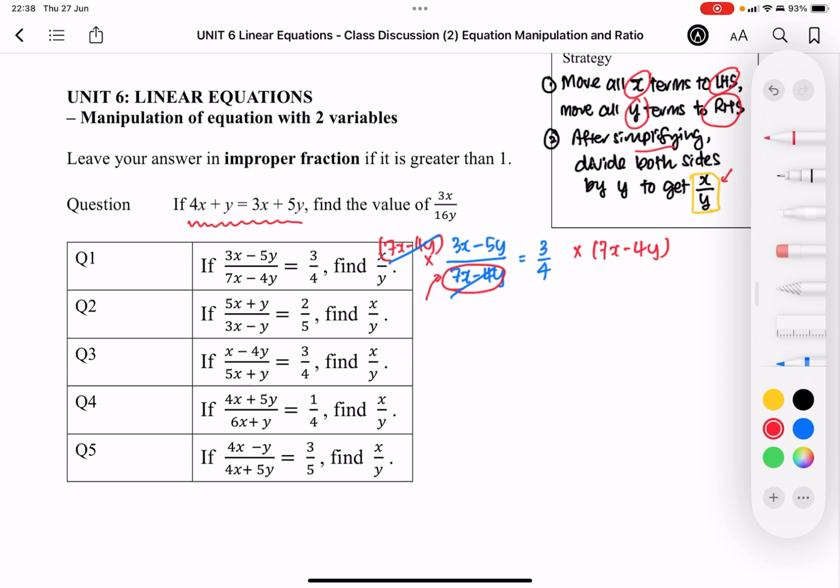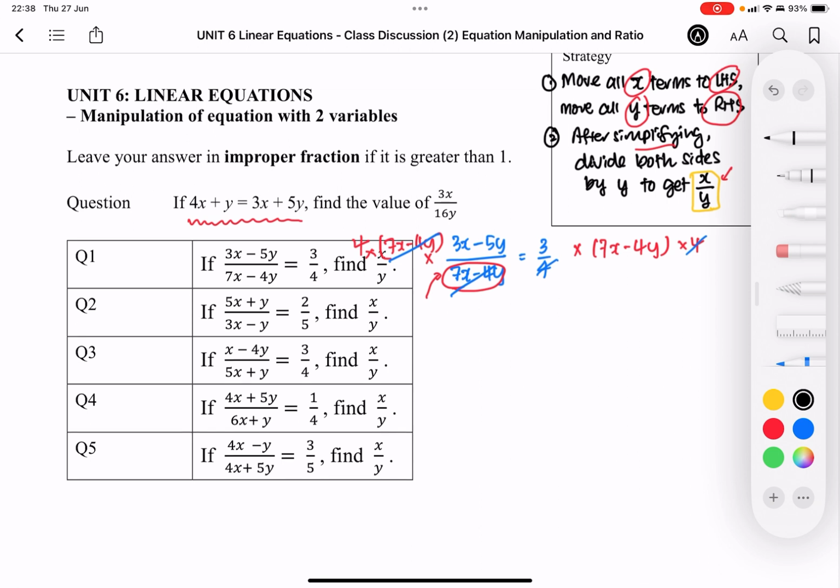Similarly, to remove the 4 on the right-hand side, which is the denominator, we multiply by 4 on both sides. So when we multiply by 4 on both sides, this 4 and 4 will cancel off. Actually, they become 1. And the simplified version of what we have will be 4 bracket 3x minus 5y, which is from here and here, equals 3 times 7x minus 4y. So now we have successfully removed the denominator.